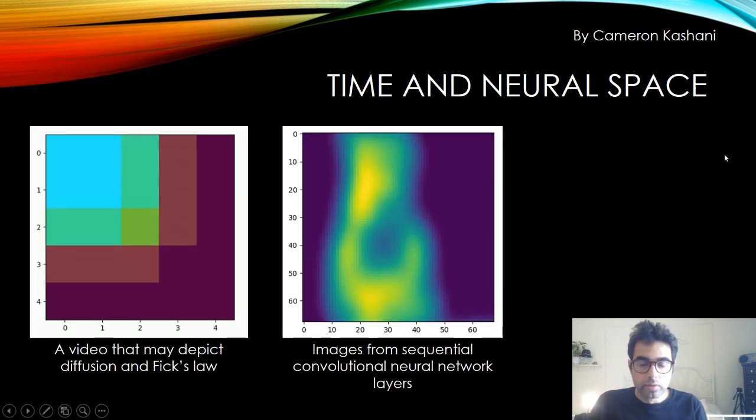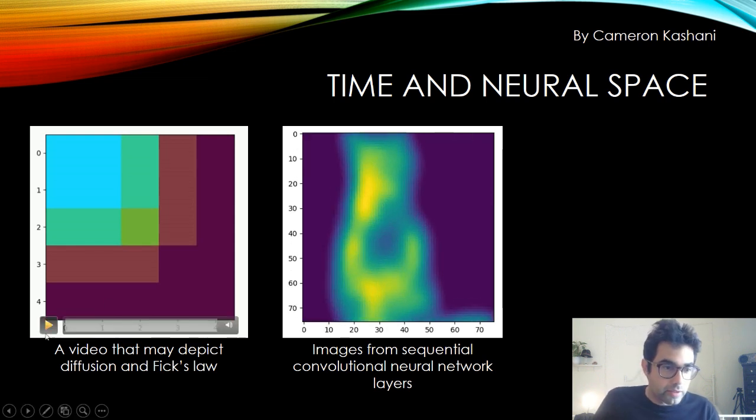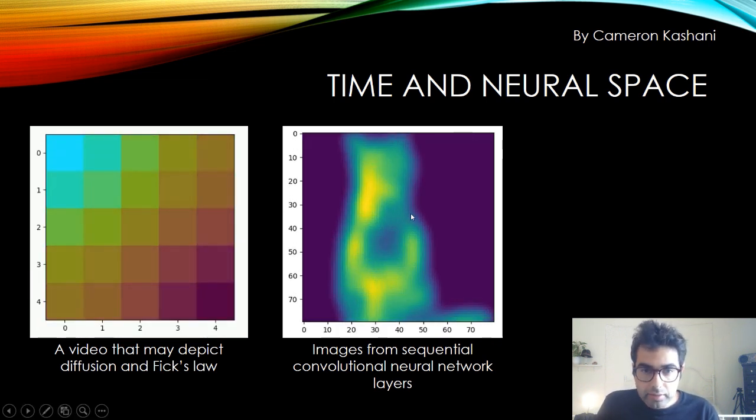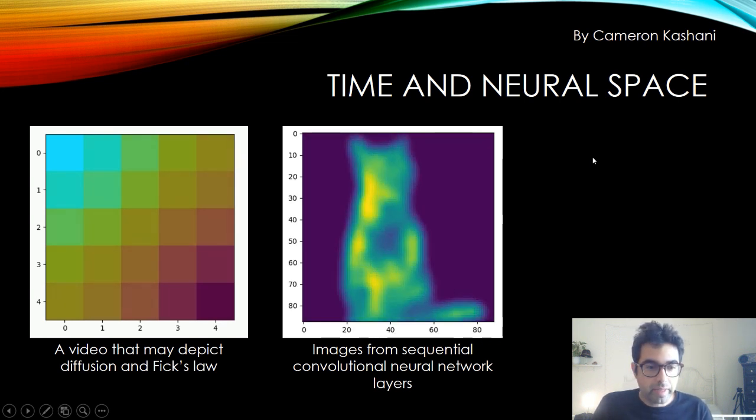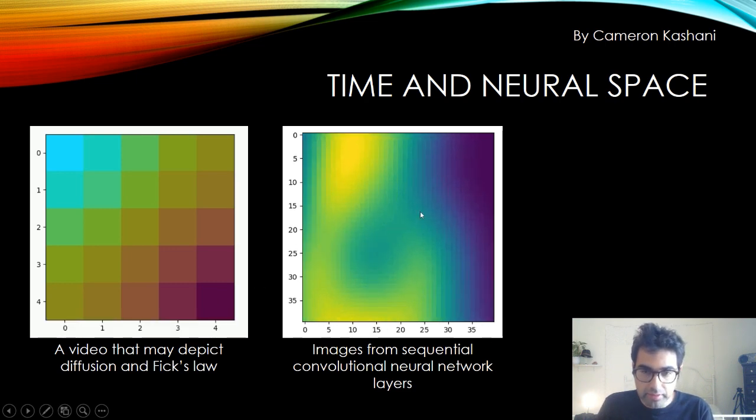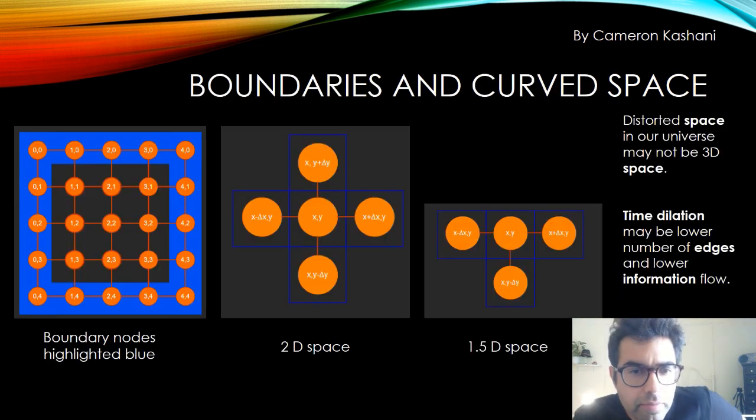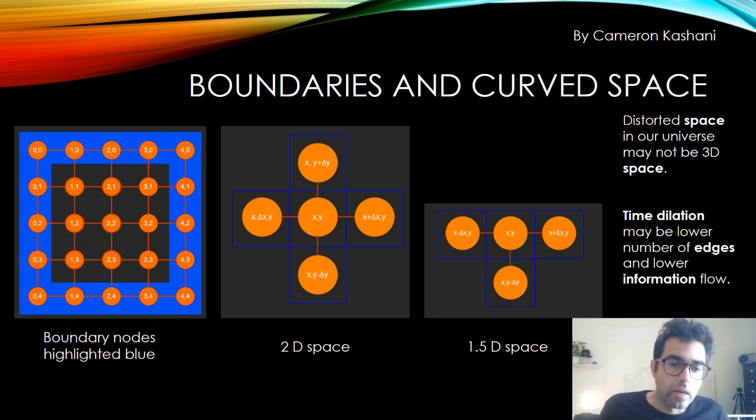Cool. So on the left, that's the diffusion video you guys just saw, and on the right are images from each layer in a neural network. You'll see that they both kind of represent diffusion, or kind of look like diffusion. As I mentioned before, the number of connected nodes around a central node divided by 2 may be the number of dimensions. So the boundaries don't necessarily have the same number of edges as the central nodes in the space may do. So the boundary nodes may be like 1.5 dimensional space.